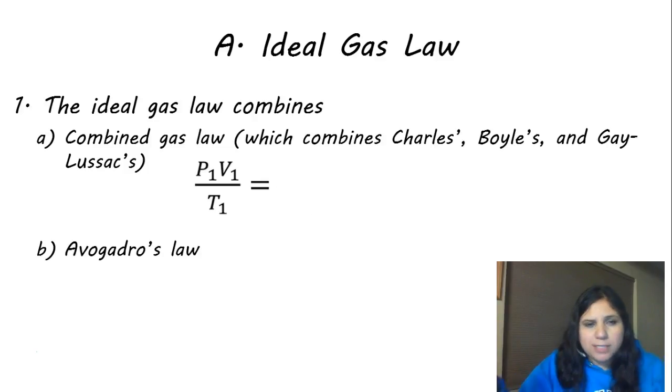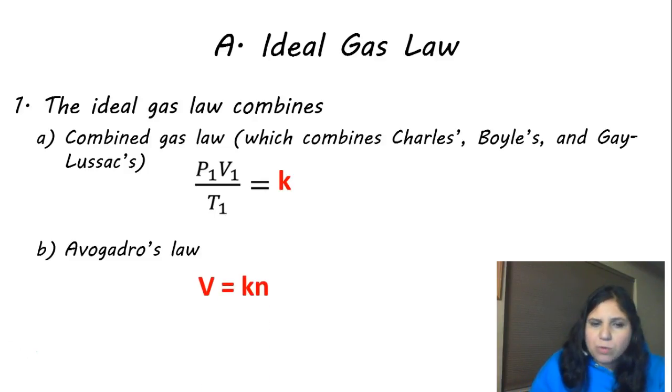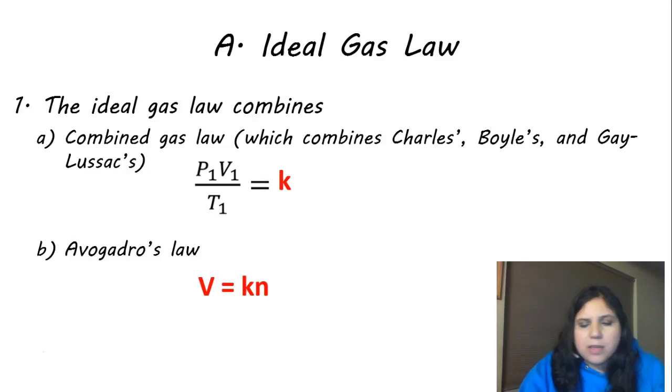Okay, if we just cover up one side and we look at it for one condition, all of this would be equal to a constant, which we call K. Now Avogadro's law states that the number of moles of gas, which is N here, is directly related to the volume of the gas. So the more particles you have in a container, the more volume it will take up, as long as that container is flexible. We can rewrite this to solve for the constant, which is K, and it would look like this: volume over N is equal to K.